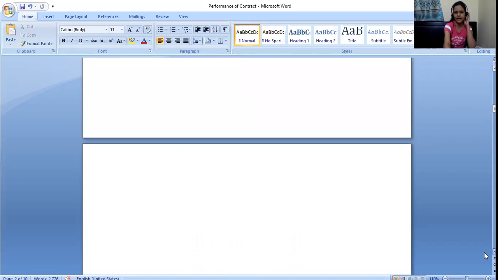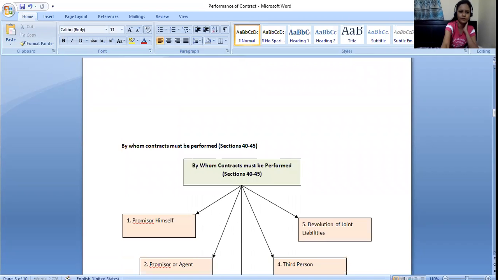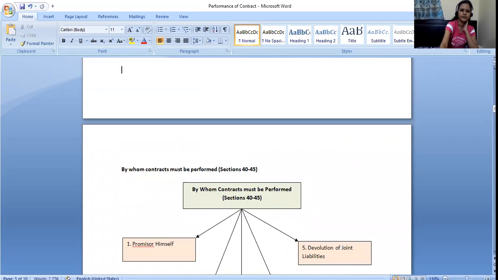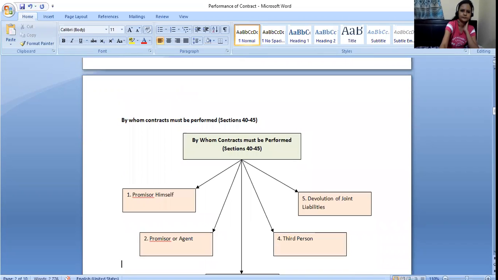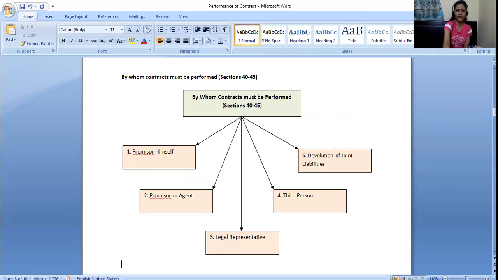Now the second part is by whom a contract should be performed. We know that a contract should be performed, in what cases it should be performed, and how. But who is responsible for performing a contract? First of all, the promisor himself. Take for example a contract in which I have specified that it should be performed by one specific person only. In that case, it should be performed by that person only, the promisor himself.